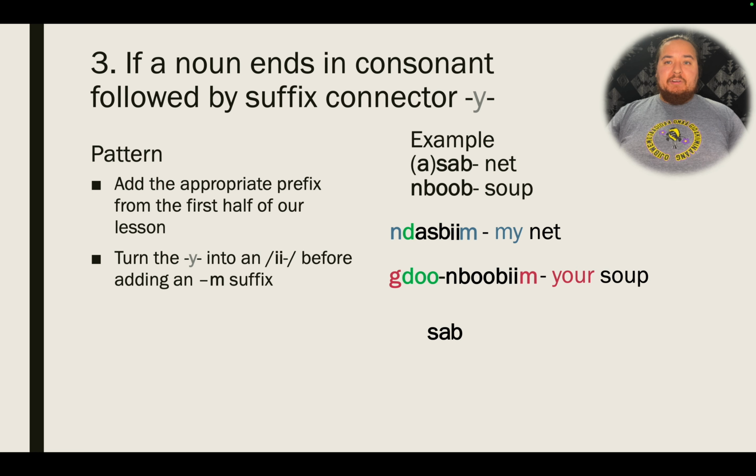Lastly, for his or her net, we're going to use sub again. So bring back our de-stressed vowel sound, A, in front. Bring back our D prefix. And then we're going to bring back our O prefix. Next, we're going to bring our Y suffix connector up. And then we're going to change the Y and the I to a double I.